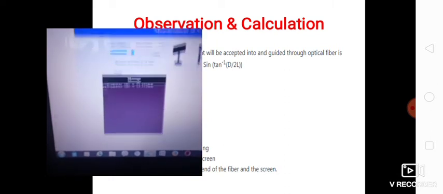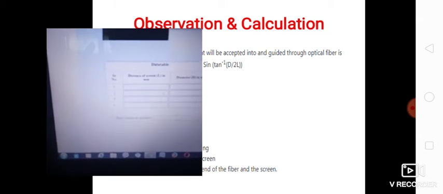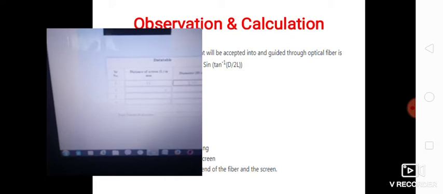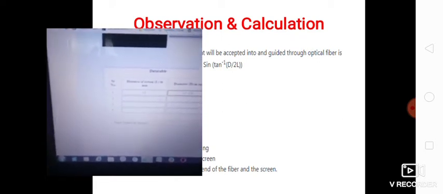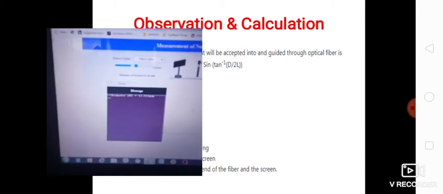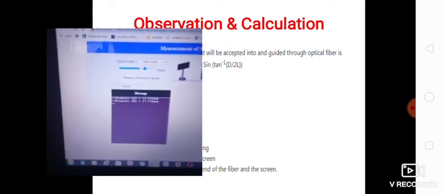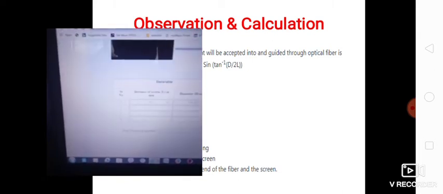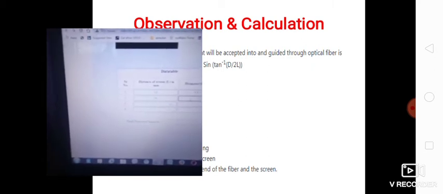Now I am going to put all these values in an observation table. For 12 mm, 13.33. Now I will go to the next step, step 2. I will change the length between the screen and the fiber. Now the length is 16 mm, and what is the diameter for that? You can see in the message box, 17.77. So for 16 mm, 17.77.